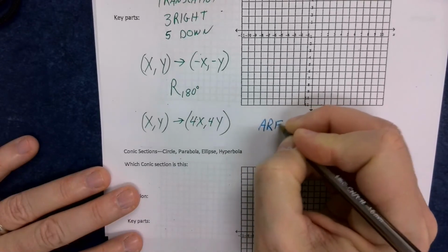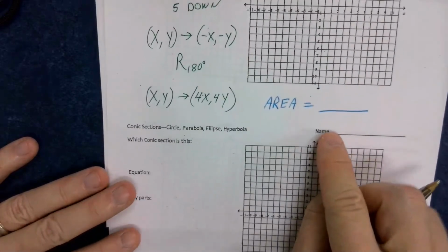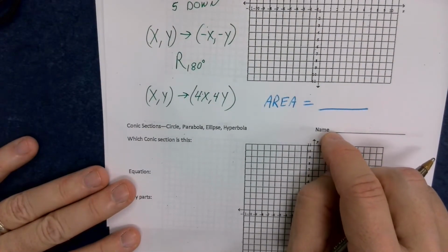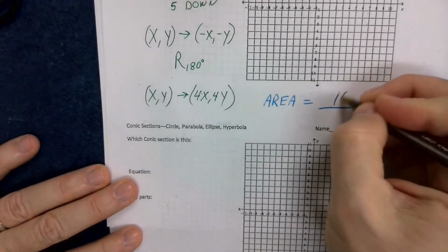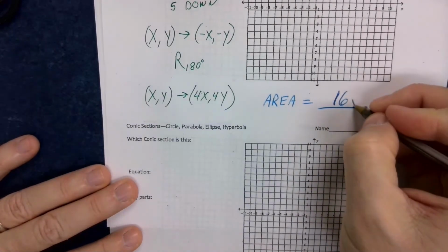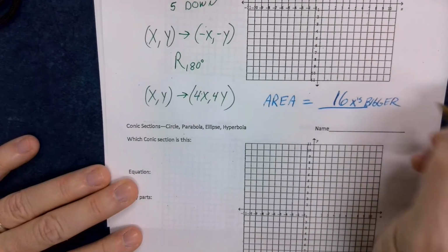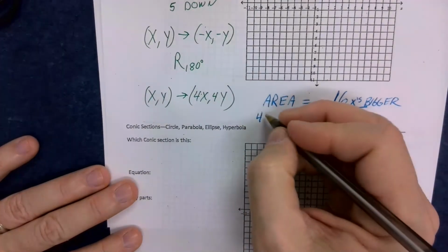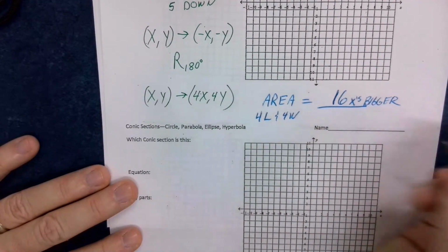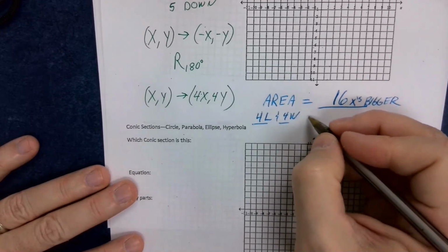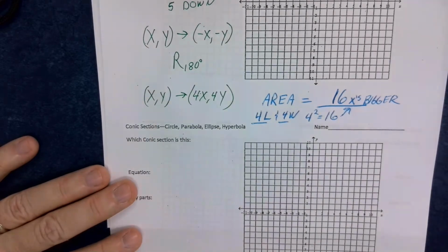How much bigger is its area? How much bigger is the area of the shape going to be? 3, 2, 1. 16. 16 times bigger. Because we know that it's going to be 4 times for the length and 4 times for the width, or 4 squared, which equals 16 times bigger.